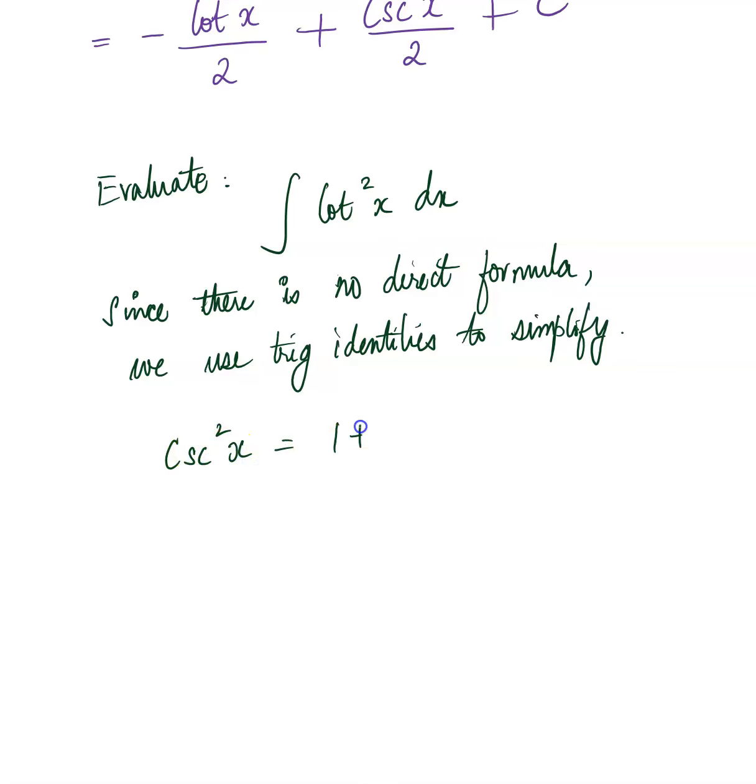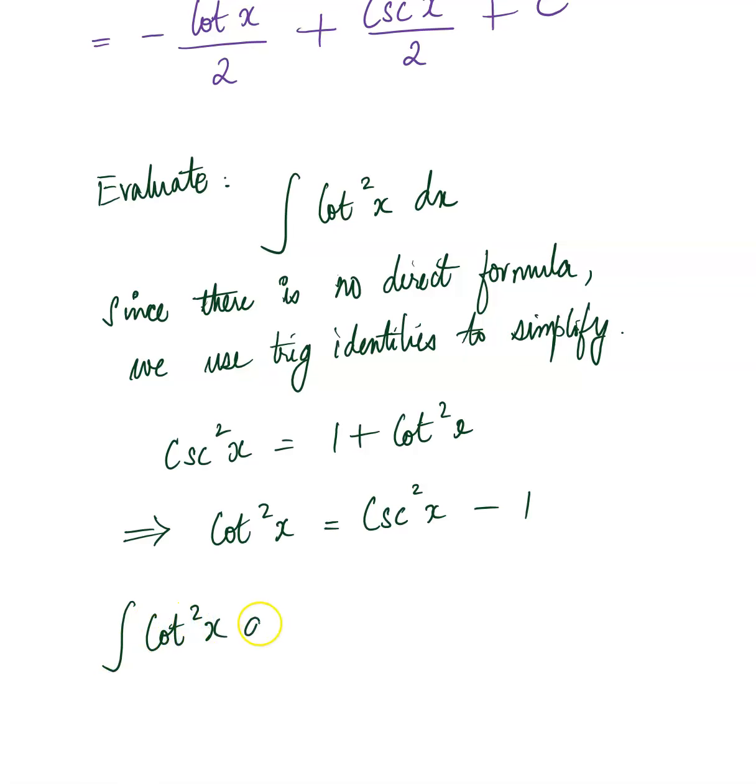Cosecant squared x is 1 plus cotangent squared x, and we also know that cosecant squared x has a formula, but not the cotangent squared x. So if I can rewrite this whole thing that has cosecant instead of cotangent, that will be a lot helpful, isn't it? So this implies cotangent squared x will be cosecant squared x minus 1. And now you take the integral. So integral of cotangent squared x dx will be the same as you replace the cotangent squared x with cosecant squared x minus 1.